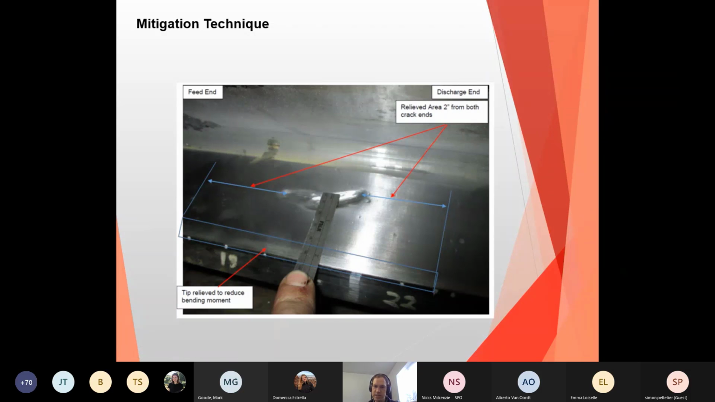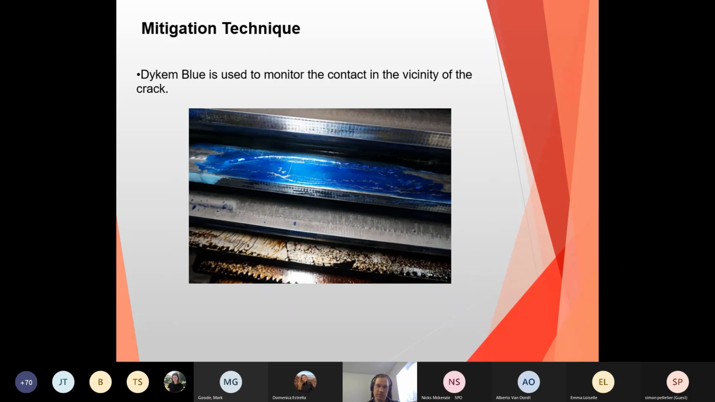We have a mitigation technique where we do some relieving of the crack itself, and then some area right adjacent to the tooth. With that technique, and then monitoring every month, we were able to prove out the technique as being quite effective at slowing the propagation of those cracks. Dykem blue is then used to monitor the contact vicinity of the gear.